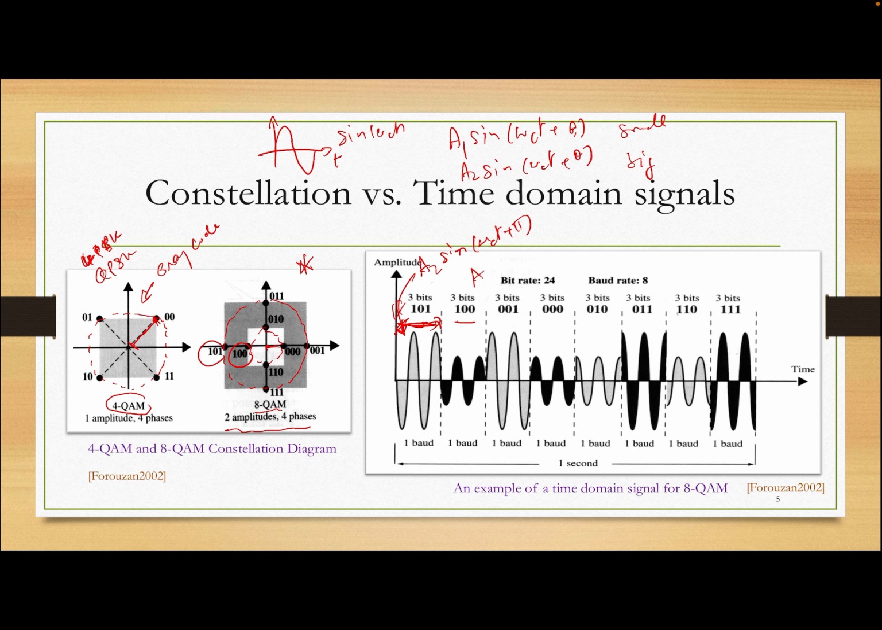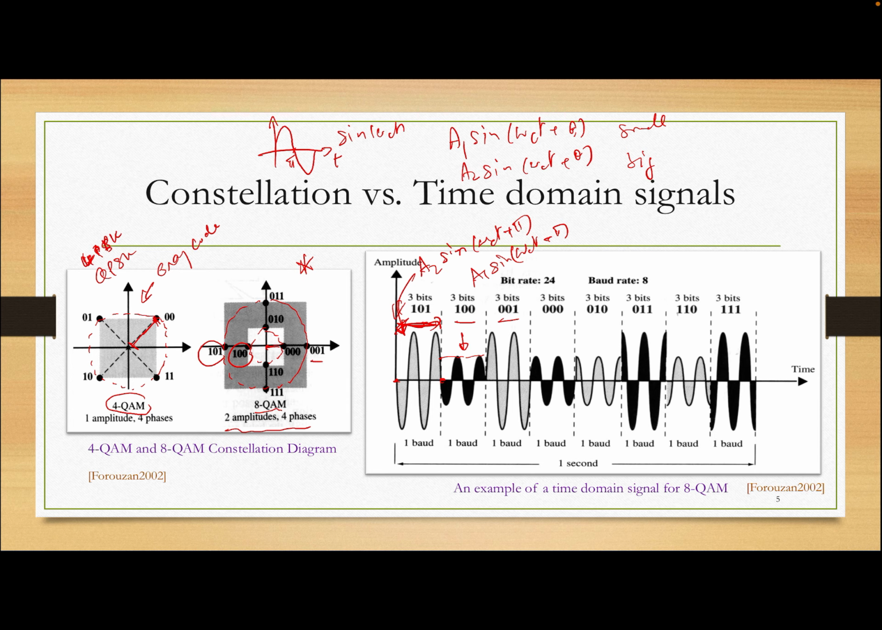Now, what is 100? 100 is this. It's the same shape as 101, but with the smaller amplitude. Same shape, but smaller amplitude. It starts with phase pi. So this is pi, with smaller amplitude.